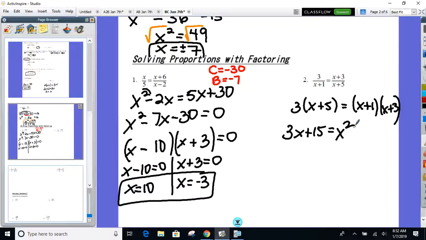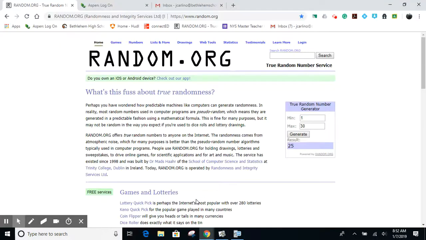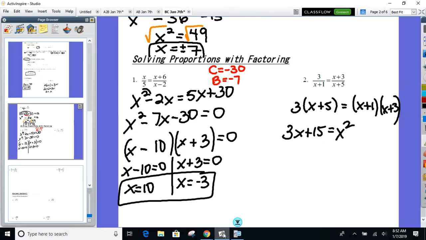All right, x plus 1 times x plus 3. What do we end up with? Here you go, 9. What do we end up with? 3x plus 15 equals x squared plus 4x plus 3. Oh boy, are we ready?